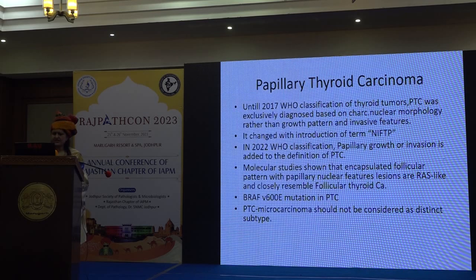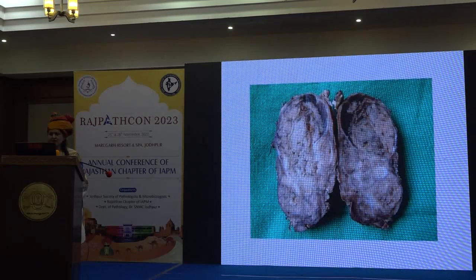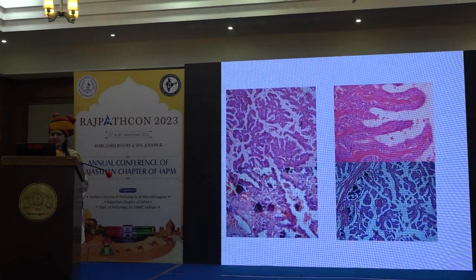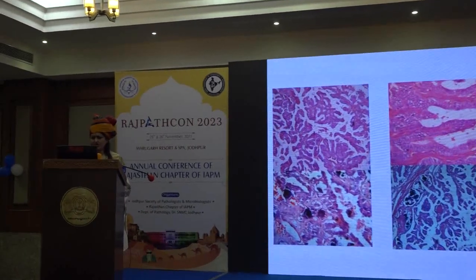And molecular studies have shown that the encapsulated follicular pattern with papillary nuclear features is RAS-like, whereas BRAF V600E occurs in PTC. These are a few cases of mine of papillary thyroid carcinoma: there can be solid, cystic, infiltrative, encapsulated, solitary, or multicentric forms. So these are other examples, and you can see the various pictures of this along with the psammoma bodies.